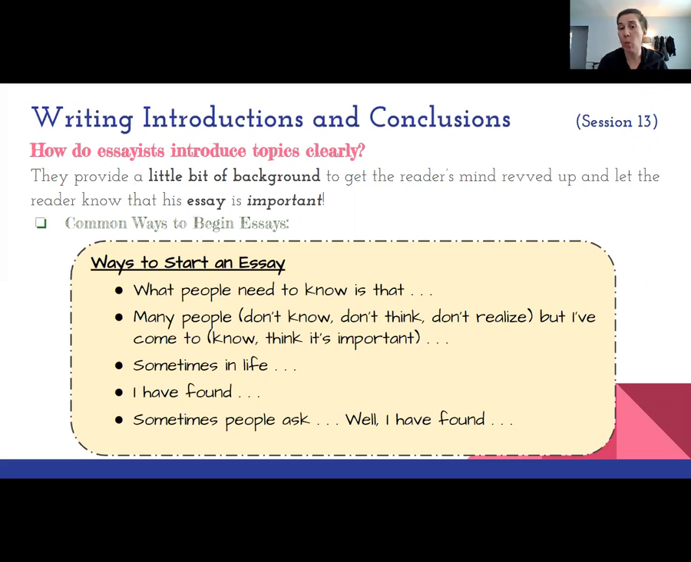There are some common ways that you can begin essays, and there are some sentence stems here that are options that you could use. I'll just read through them very quickly. What people need to know is that many people don't know, or many people don't think, or many people don't realize, but I've come to. Another one is sometimes in life, or I have found. And the last one is sometimes people ask, well, I have found.